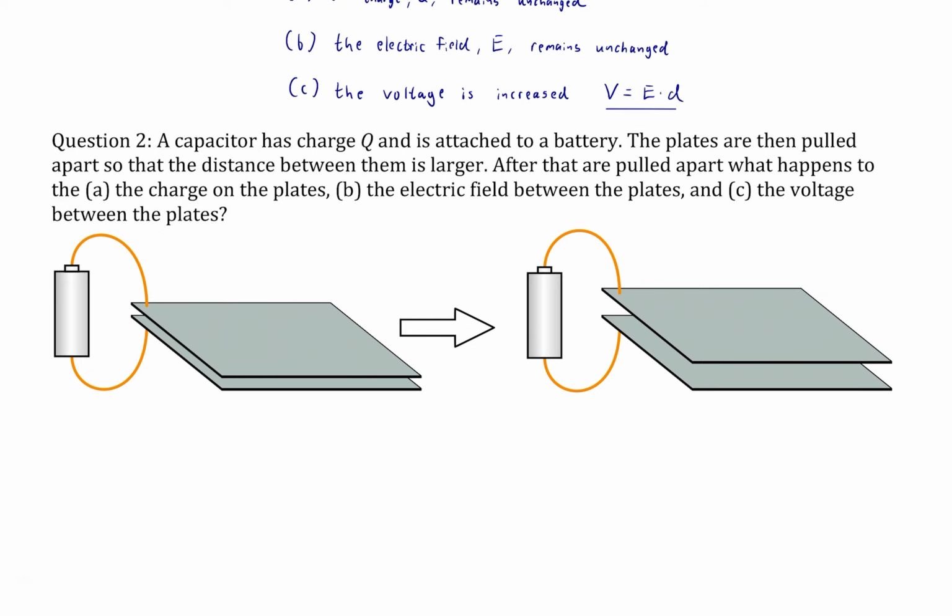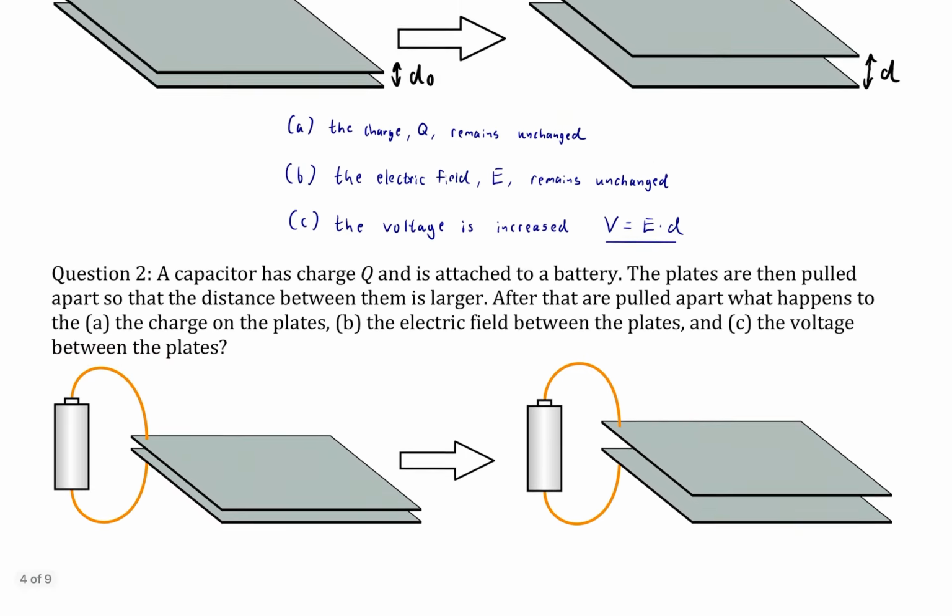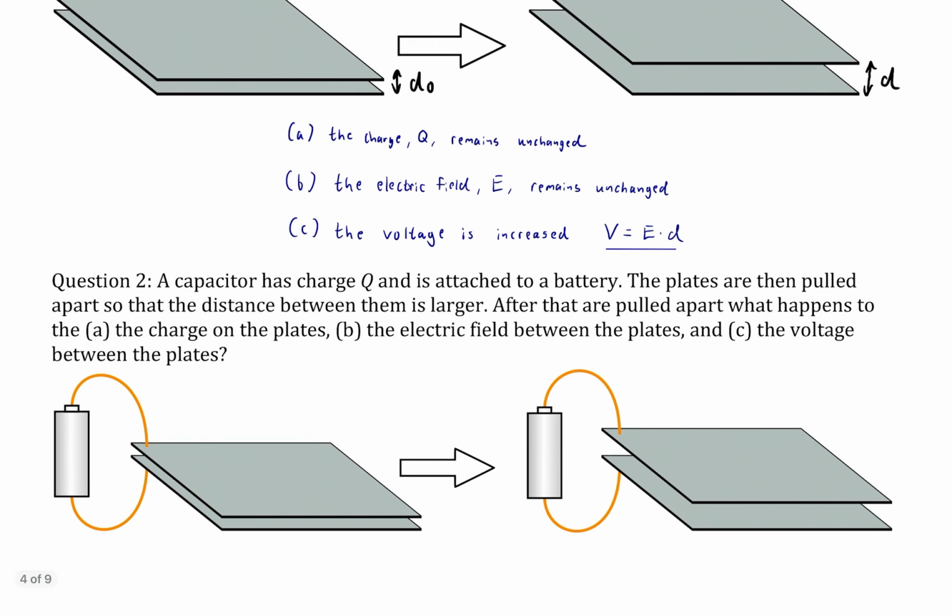Okay, so question 2, what's the difference here? Same thing, we're going to start with a certain distance, we're going to pull them apart, okay? But the difference here is now they're connected to a battery, which means that now the voltage remains constant. The only thing that changed before, now we're forcing it to remain constant.